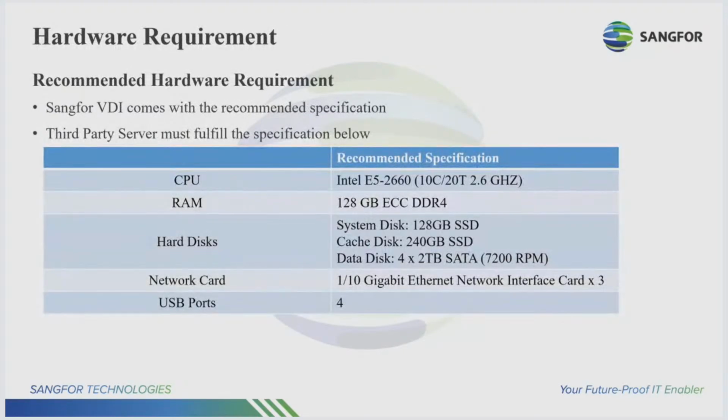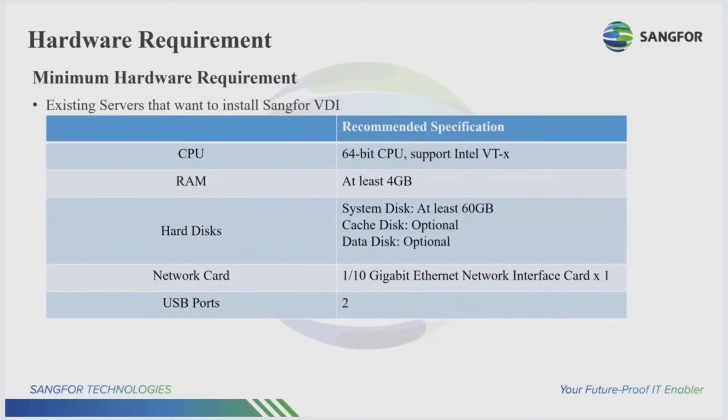Here is our recommended hardware requirement. The CPU and the RAM. The RAM would be better if you have more than 128 gigabytes, and for the hard disks we recommend one system disk, one cache disk, and a data disk. And the network card, 1 GB or 10 GB is okay. And the USB ports. These are our recommended hardware requirements.